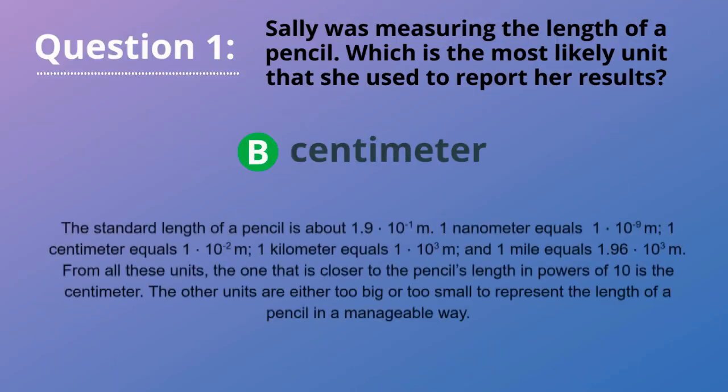The standard length of a pencil is about 1.9 times 10 to the power of -1 meters. 1 nanometer equals 1 times 10 to the power of -9 meters. 1 centimeter equals 1 times 10 to the power of -2 meters. 1 kilometer equals 1 times 10 to the power of 3 meters. And 1 mile equals 1.96 times 10 to the power of 3 meters. From all these units, the one that is closer to the pencil's length in powers of 10 is the centimeter. The other units are either too big or too small to represent the length of a pencil in a manageable way.